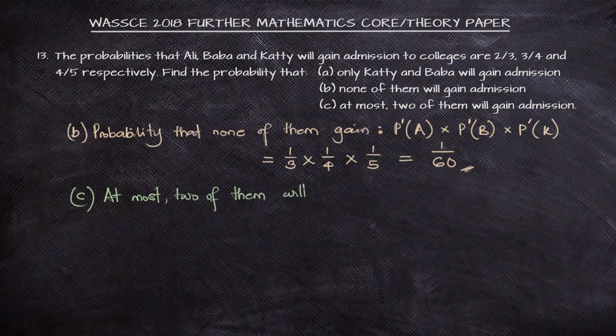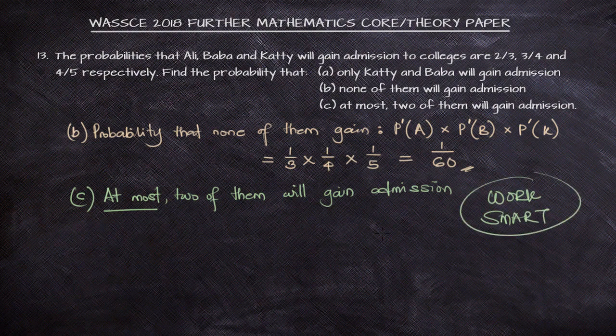What is coming to mind? What can we interpret with this statement that at most 2 of them will gain admission? I want to encourage students out there that you need to work smart. When you are listening and you are hearing the words "at most", or you are reading, you are seeing "at most", what interpretation comes to mind? Now, the danger is that you want to start writing out all the possible probabilities that will culminate in at most 2 of them gaining admission.